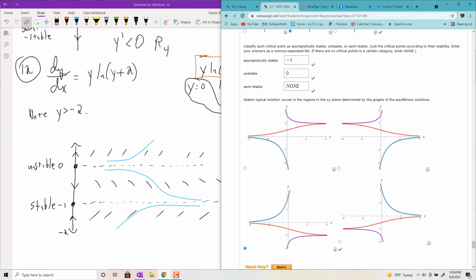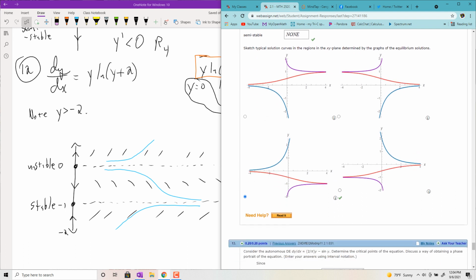Yeah, so in the first region, it's increasing, so you can't include this one. The second given solution looks like it has critical points at 1 and 0, and our critical points are at 0 and -1, so you throw that out. 0 and -1 for both of these, but the first region is increasing, not decreasing, so it has to be this guy as your solution.